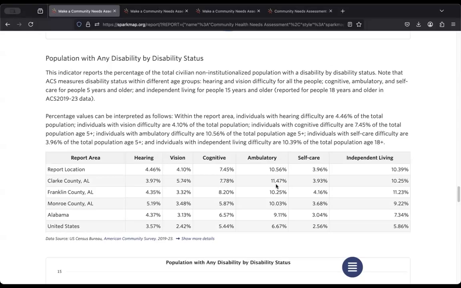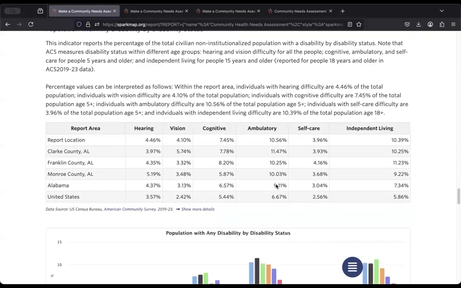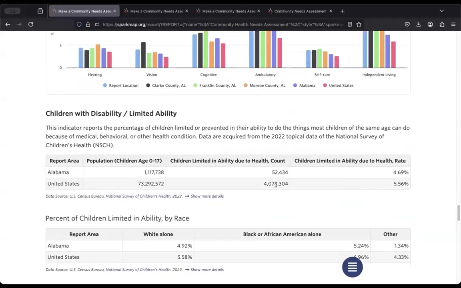And so that gives us a good idea of, if we were to be thinking about programs, policies, other types of interventions that we would want to offer in our communities, that gives us a better sense of the types of interventions, programs and services that we should be offering, given that there's a much higher number of folks with that ambulatory disability than any other disability there.